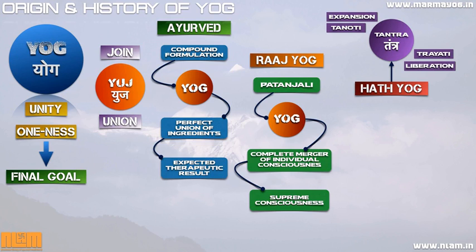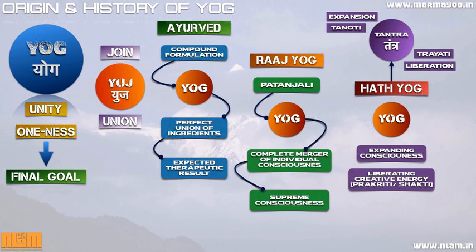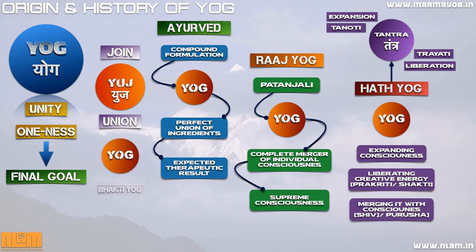Hence yoga, in conjunction with Hatha, denotes its final goal as expanding consciousness towards liberating creative energy, which it terms as Maya, Prakriti or Shakti, and finally merging it with the inert consciousness of Shiv or Purush through various methods of Hatha. In the same vein, the goal of other forms of yoga like Bhakti Yoga, Laya Yoga, Mantra Yoga and Kundalini Yoga can be understood.